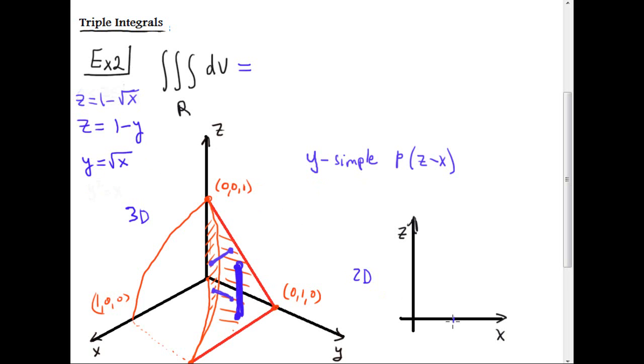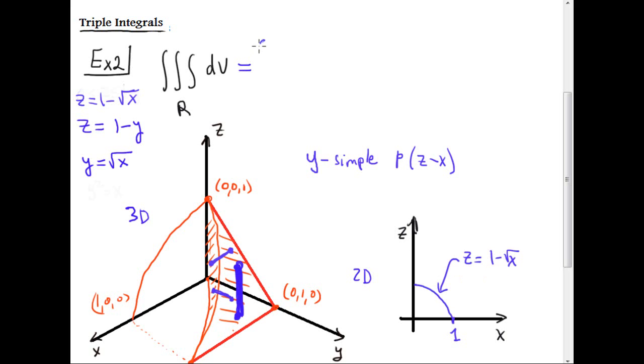Okay, this is 1 here. But this is a reflection, and also a vertical shift. That this is like that. This equation is z equals 1 minus radical x. Okay, ready.